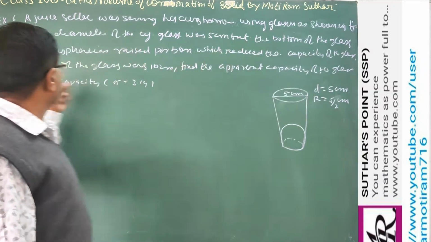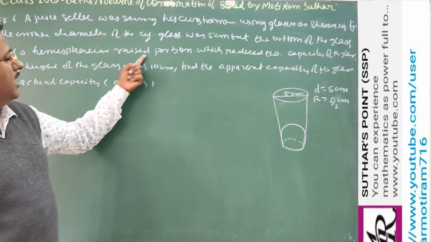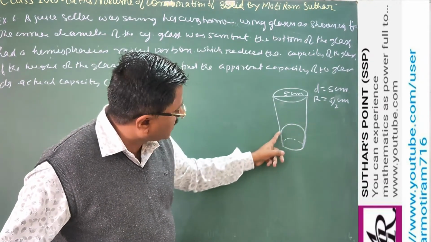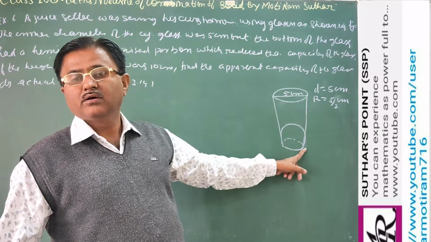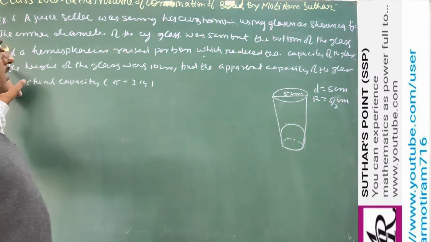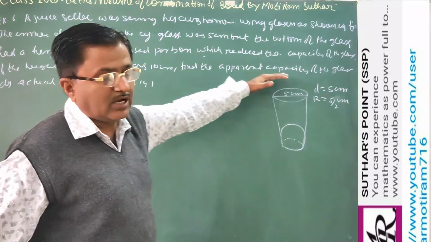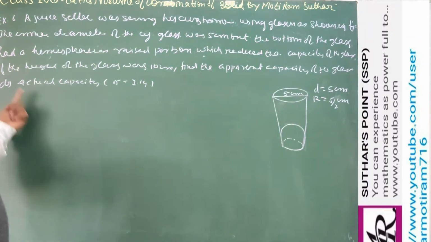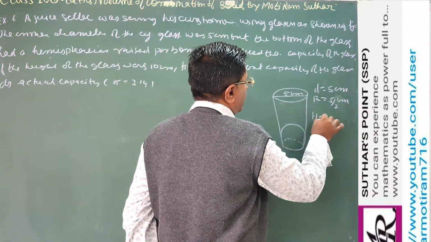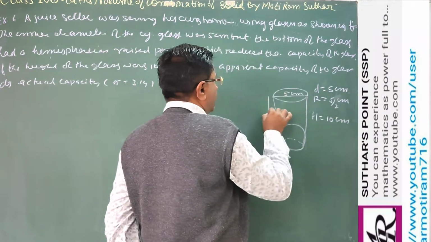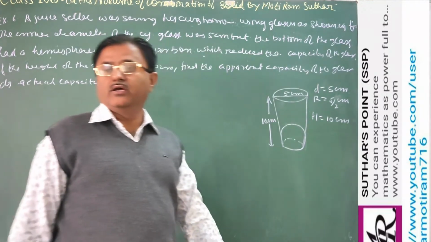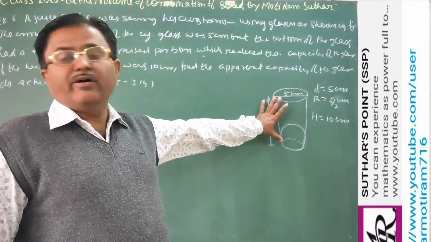But the bottom of the glass had a hemispherical raised portion. So in the bottom there is a hemispherical raised portion, right? Which reduced the capacity of the glass. If the height of the glass was 10 cm, its height equals 10 centimeter. So we have seen this in our daily life.